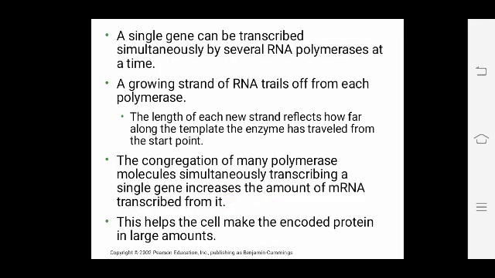A single gene can be transcribed simultaneously by several RNA polymerases at a time. A growing strand of RNA trails off from each polymerase. The length of each new strand reflects how far along the template the enzyme has traveled from the start point. The congregation of many polymerase molecules simultaneously transcribing a single gene increases the amount of mRNA transcribed from it. This helps the cell make the encoded protein in large amounts.